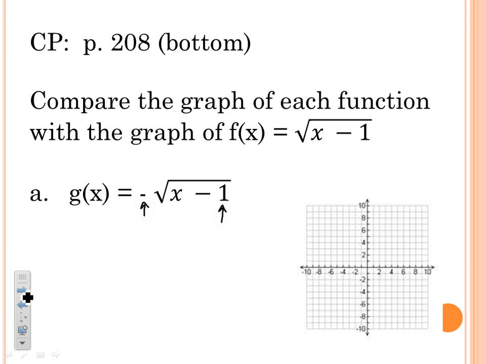Okay, so knowing that our parent function started at 0, 0, and we have a right shift of 1, we can tell that this one's going to start at 1, 0. Now, the parent function, I'll do that one in black, took off like this. Well, if we're going to reflect that over the x-axis, which this negative sign tells us, what would the reflection of that curve look like?